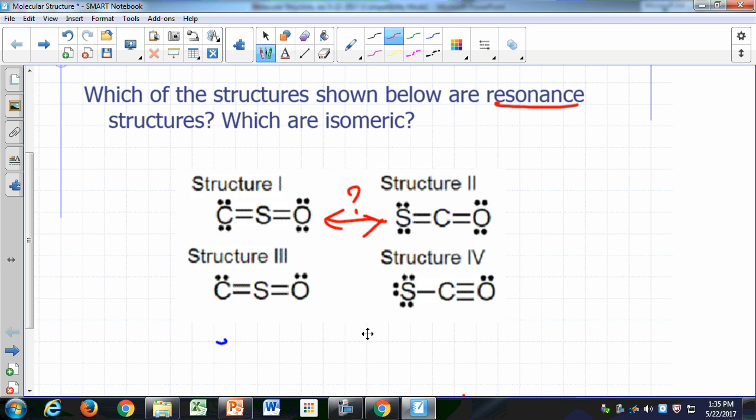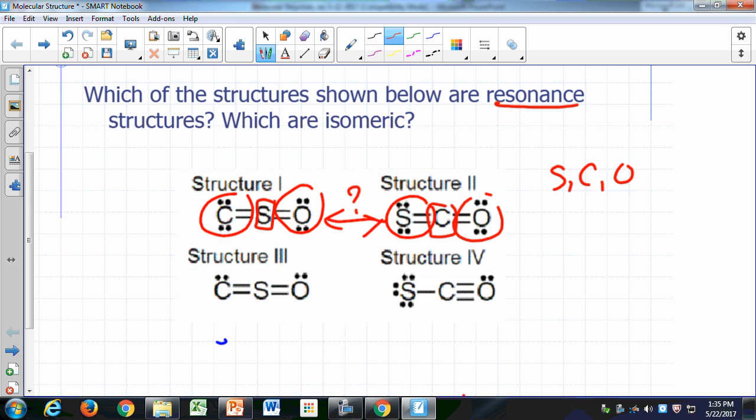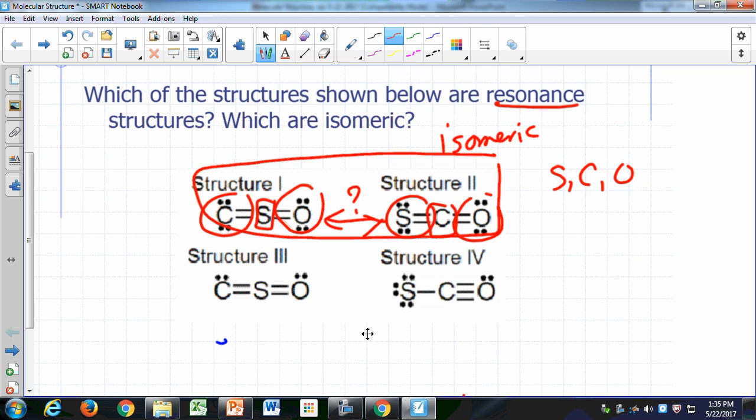Well, let's see. Both have sulfur, carbon, and oxygen. The carbon is in the middle in structure 2, and sulfur is in the middle of structure 1. Both have 16 electrons: an octet here and an octet here, an octet on the right and an octet on the left. Same number of electrons, but different ways of connecting the atoms. So structures 1 and 2 would be isomeric structures.